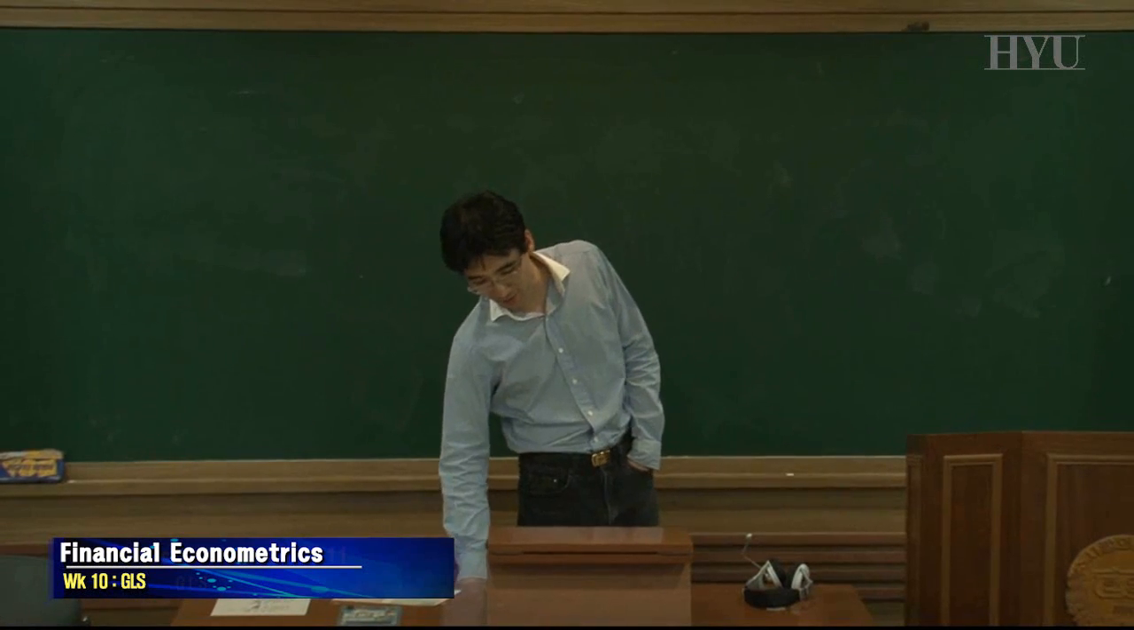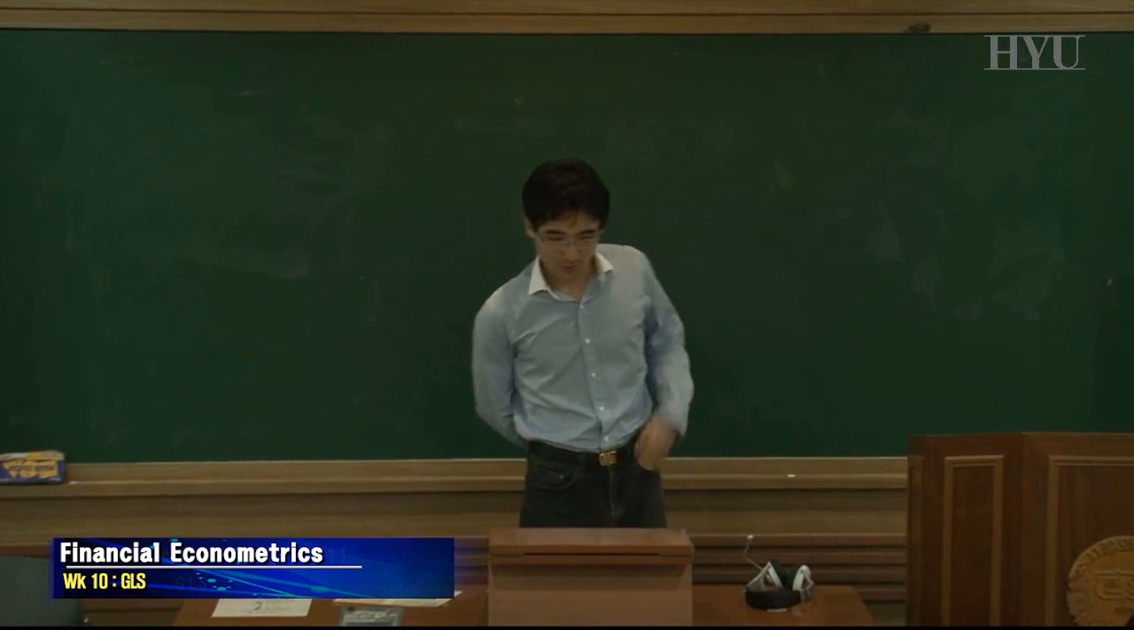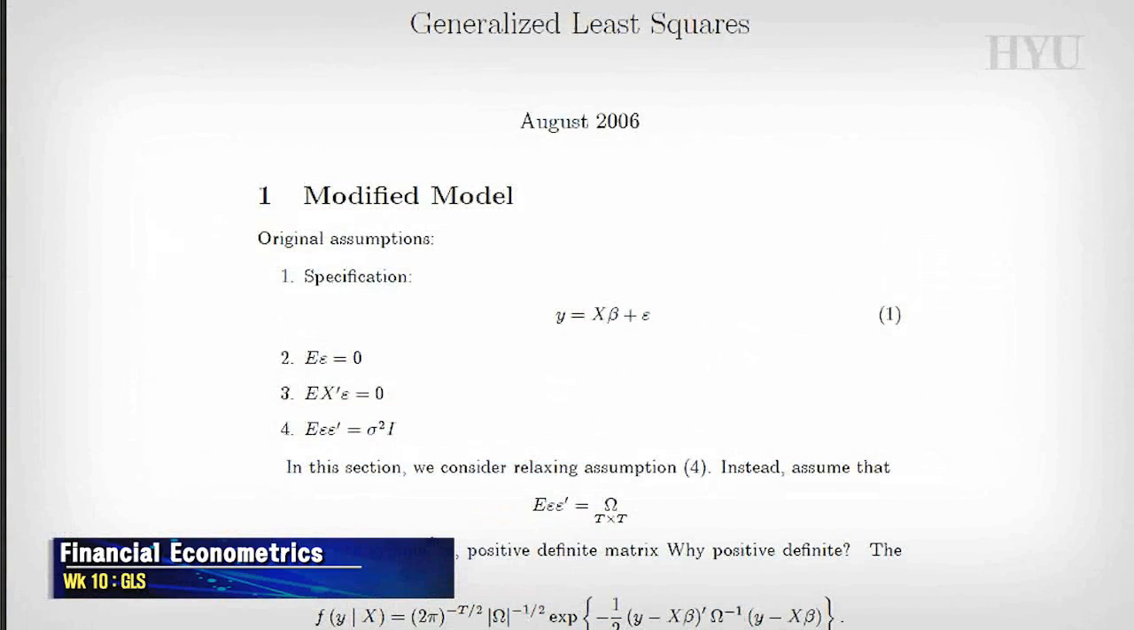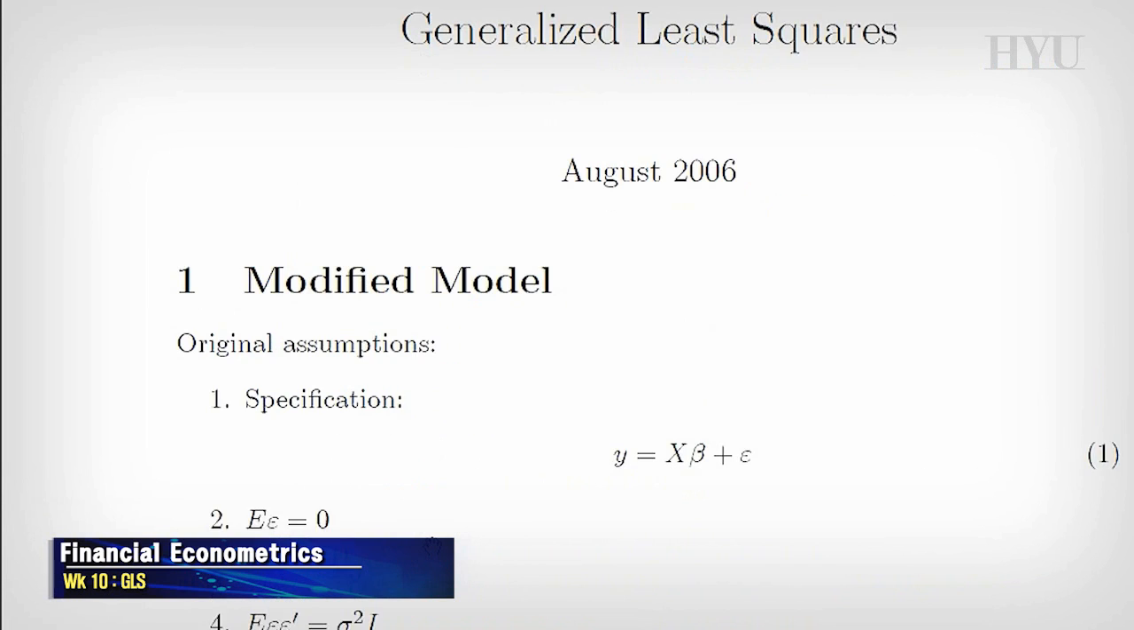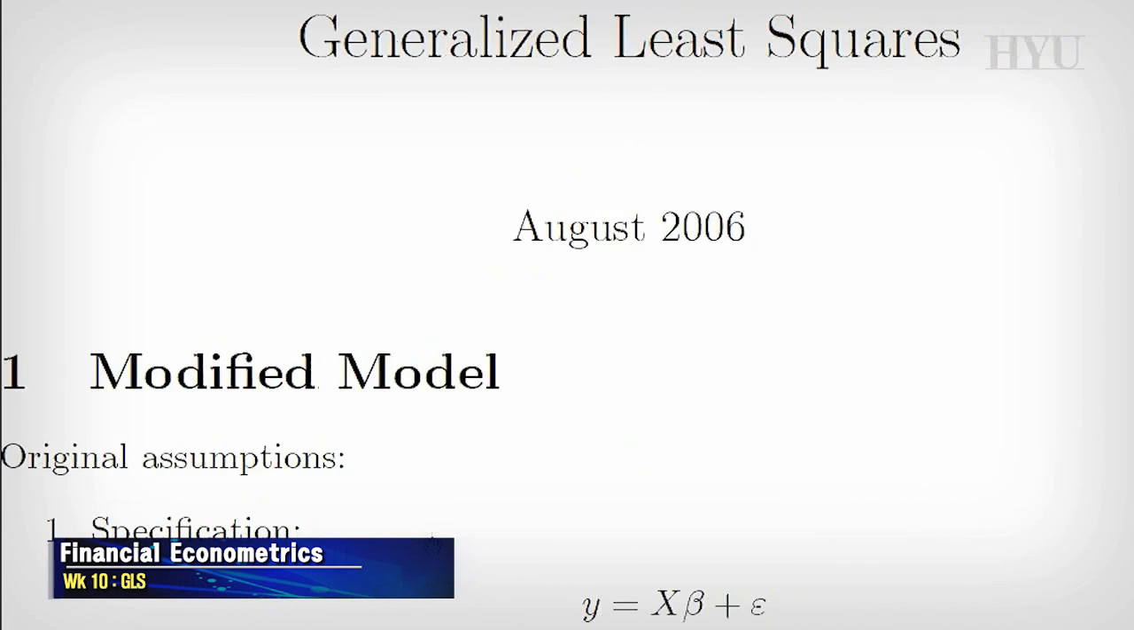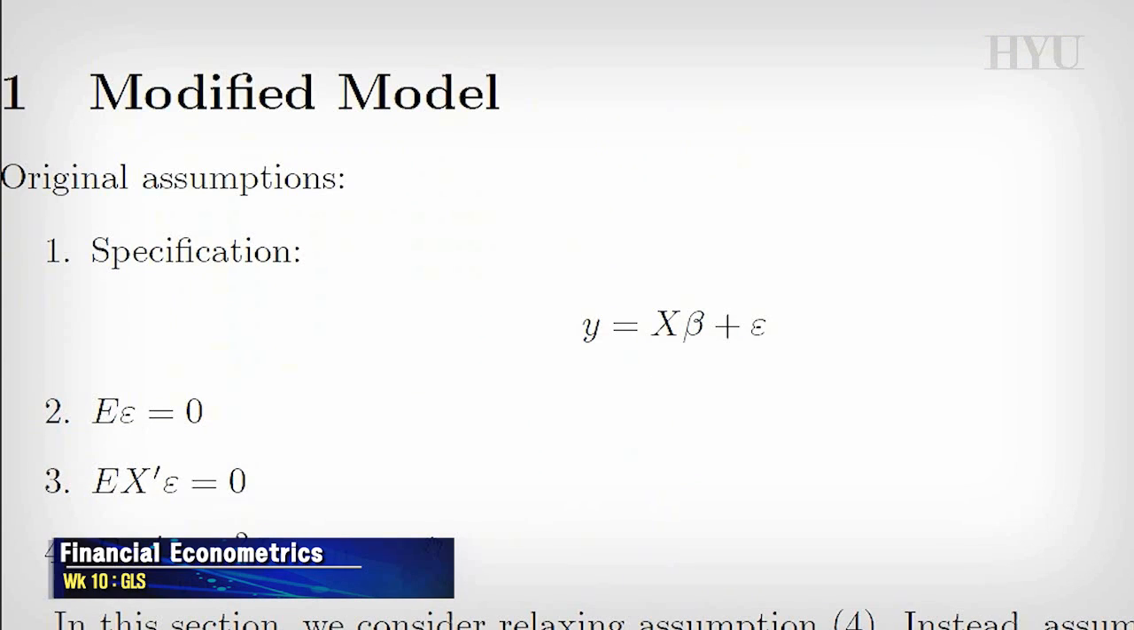Still we are using a linear model, y equals x beta plus epsilon. So same specification. And then mean of epsilon is still 0. And then x and epsilon are still orthogonal to each other. So conditional on x, mean of epsilon is 0. Okay. And x and epsilon is 0. And then previous specification such that epsilon epsilon prime is sigma squared I.